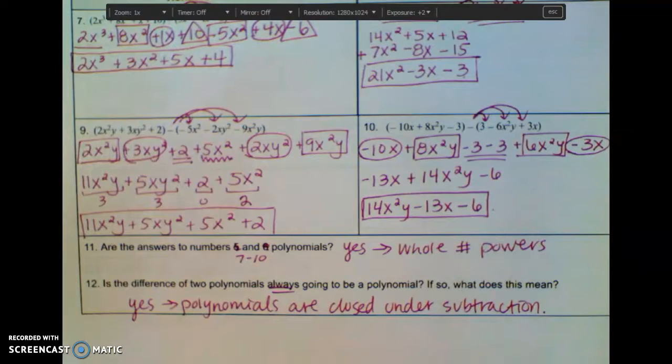All right, make sure you answer all the questions on this little quiz and submit it. And once you finish, head to Delta Math, and then you can work on your homework.